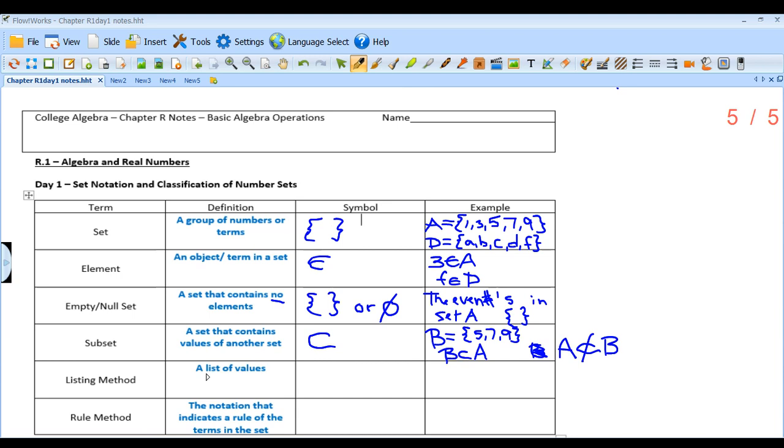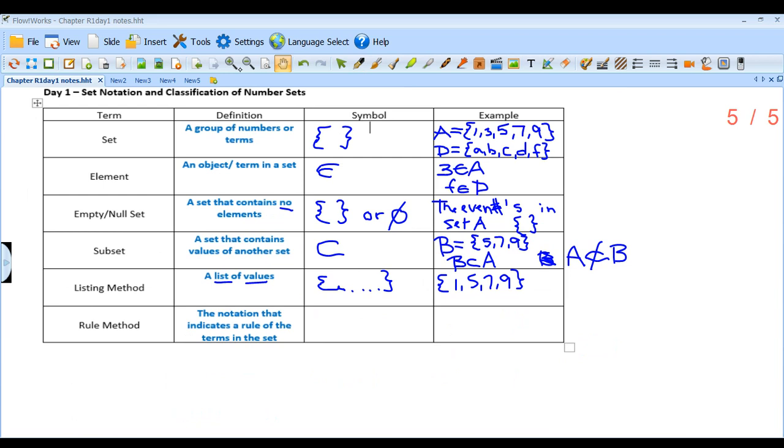Next, let's talk about the listing method. Basically, a listing method is a list of values. I'm asking you to list all of the elements inside. So my values, for example, are 1, 3, 5, 7, 9. So really, you're listing them without actually naming the set. You're just missing the name of the set here. All right, let's move this up so we can see.